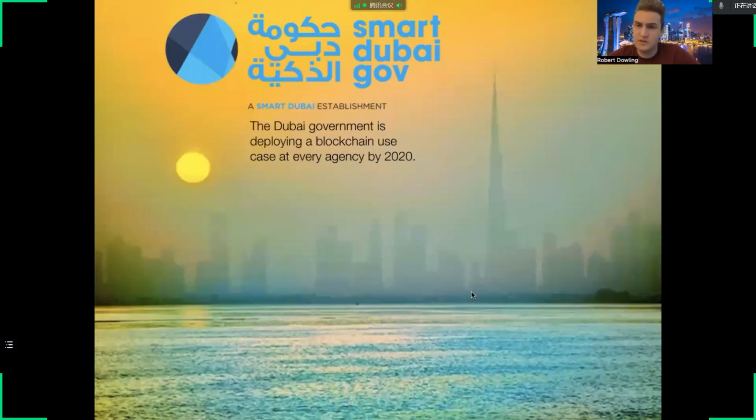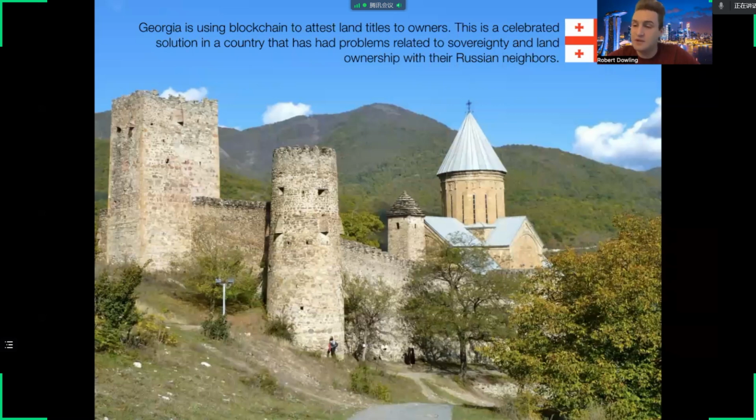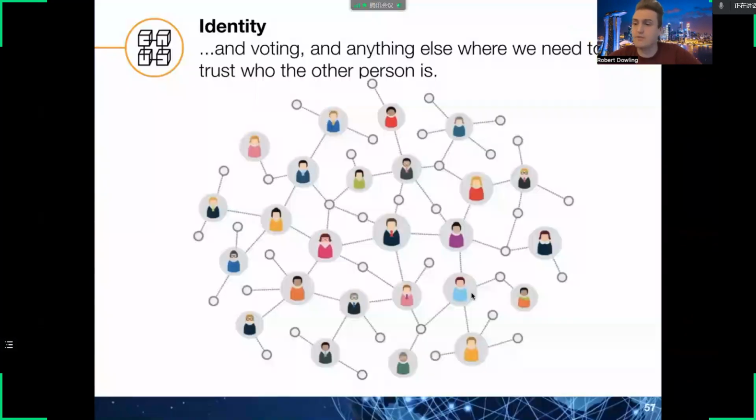These are some more use cases. The governments are adopting it. Dubai, infamously, dating back to 2020, wanted to implement a blockchain at every one of their government agencies. Maybe the most interesting, and one that countries like Georgia and Nigeria are looking into, is to use blockchain to guarantee who owns land titles, like who owns the title to what land. This is a very interesting use case.